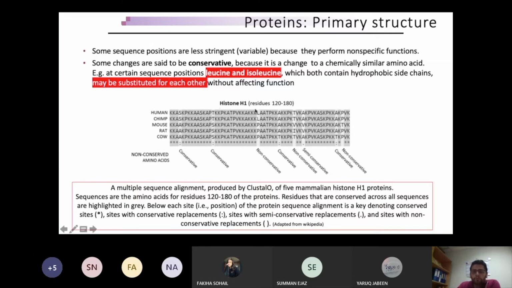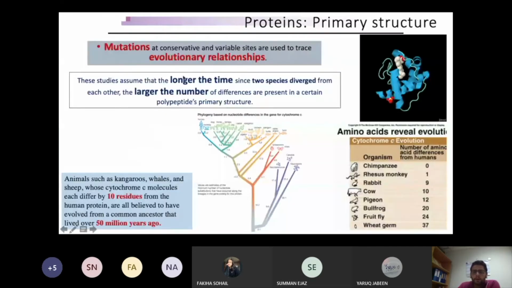So you see some of the proteins which are fundamentally very crucial for cell performance have been conserved from one organism to the other organism and so forth. Scientists could use these mutations to map the evolutionary relationship of different organisms so that they could tell when and how these organisms might have evolved from one another.